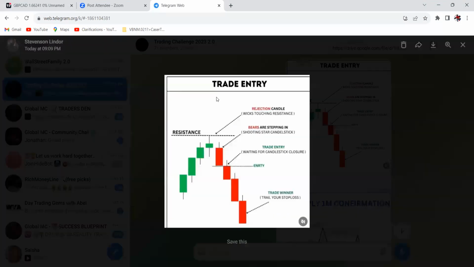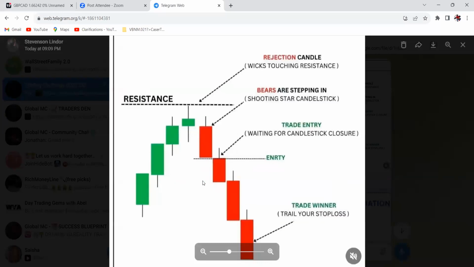So right here, trade entry. See this? Whether I'm buying or selling. As you can see, multiple bullish candlesticks, and then you get your bearish. You get your wick, your rejection. Then after that, you get a strong bearish candlestick. And what you're mainly looking for, you see how this bearish candlestick closed below this last bullish candle?